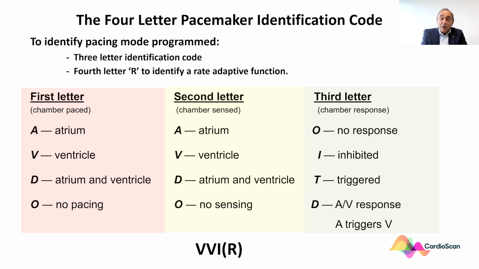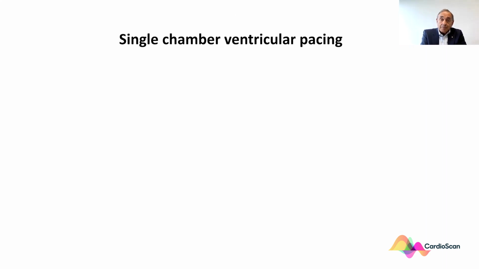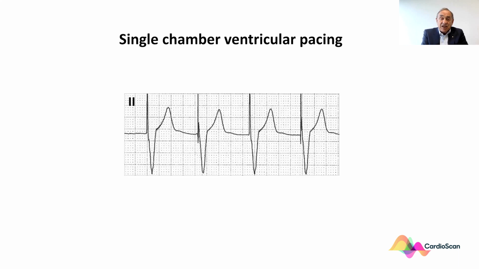For example, we can see here VVI parenthesis R. This means that this is a ventricular pacing, ventricular sensing with inhibition on sensing, and the R means that there is a rate responsive function available. Let us therefore go now on to single chamber ventricular pacing and have a look at the ECG.